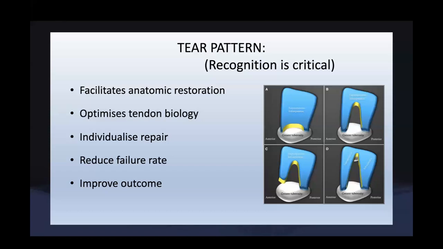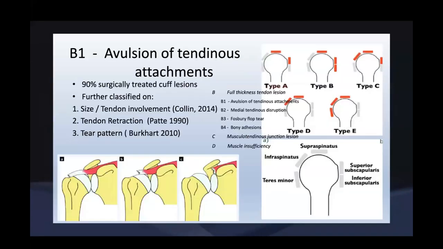Along with that, I'll be coming to a few more factors. So the tear pattern recognition is of utmost critical importance. Why is that important? Because that needs to be understood to facilitate an anatomical restoration. Along with that, like I mentioned, the tendon biology has to be looked into. Every case has to be looked into in an individualized manner. You cannot have two supraspinatus repaired in the same manner. This will reduce the rate of failure and improve the outcomes.